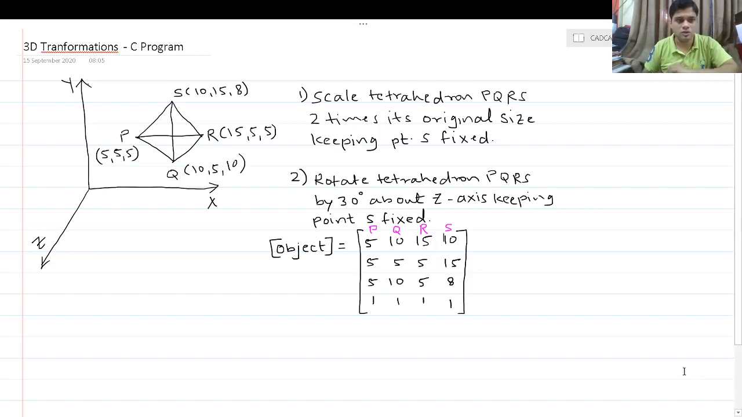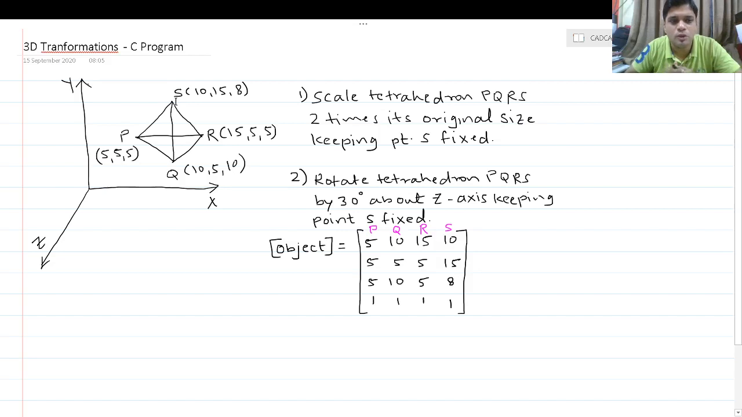So here I have drawn the tetrahedron. Four triangular surfaces with four vertices, with coordinates P as 5, 5, 5, Q as 10, 5, 10, R as 15, 5, 5, and S as 10, 15, 8. So first thing that we have to do is scale this tetrahedron PQRS 2 times its original size, keeping point S fixed.